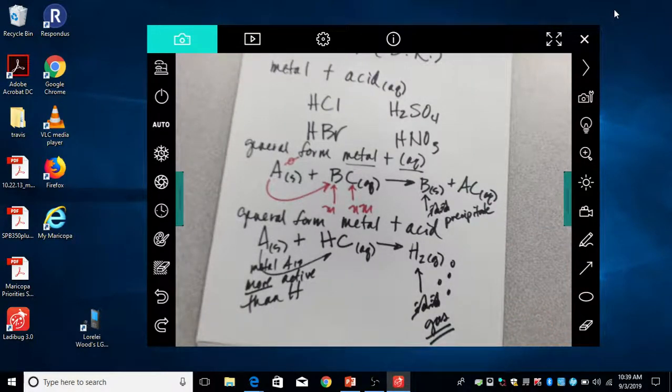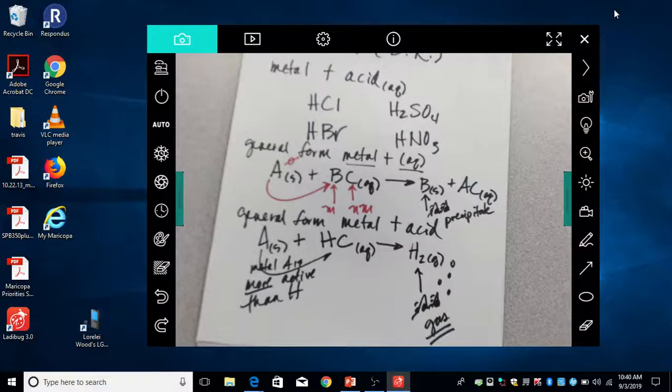So when you see a single replacement reaction in the lab, you're going to take an aqueous solution of some kind and plunk a metal in it. The metal's going to do one of two things. It's either going to get kind of fuzzy and furry and look like there's junk growing on it, or it's going to start making bubbles. If either of those two things happen, you may have a single replacement reaction going on.